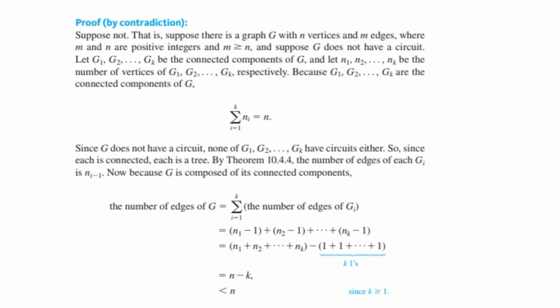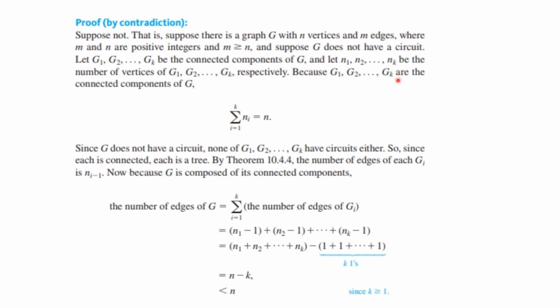It is a proof, again, by contradiction. We're getting a lot of mileage out of that, aren't we? So suppose not. That is, suppose there is a graph G with n vertices and m edges where all those conditions were satisfied, m was bigger, and it does not have a circuit. Well, let G1 through Gk be the connected components of G, and let N1, N2 through Nk be the number of vertices in each of those respectively.